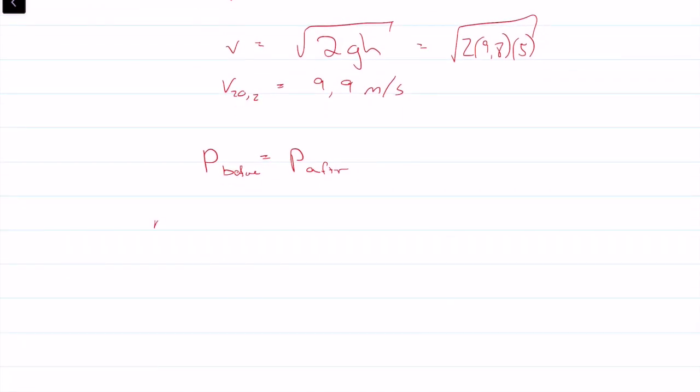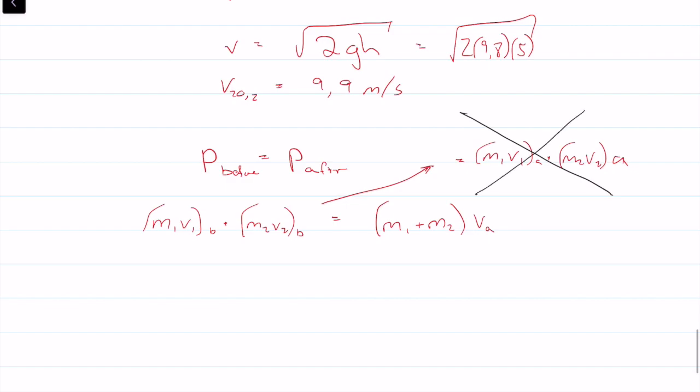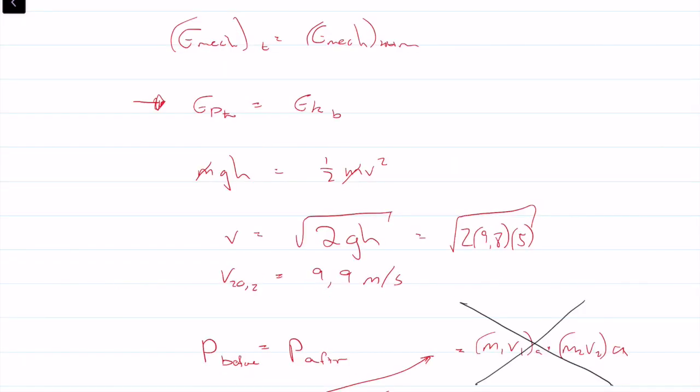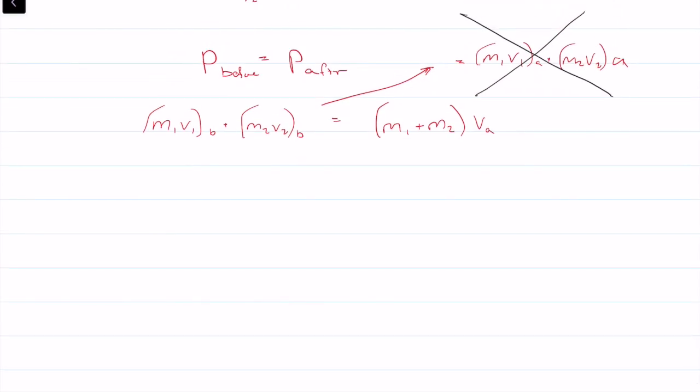So what we're going to say is that mass 1 velocity 1 before the collision plus mass 2 velocity 2 before the collision is equal to mass 1 plus mass 2 times the velocity after the collision. Why is this correct, and why is this equation not equal to mass 1 velocity 1 after plus mass 2 velocity 2 after? This is not correct. The reason is that after the collision, these two blocks are moving together as one system now. They're no longer two systems because they are magnets and they've connected. So we have to use mass 1 plus mass 2 both traveling at one velocity.